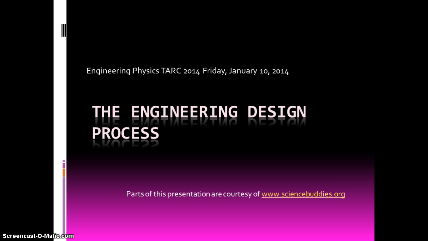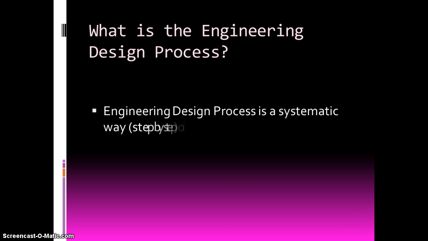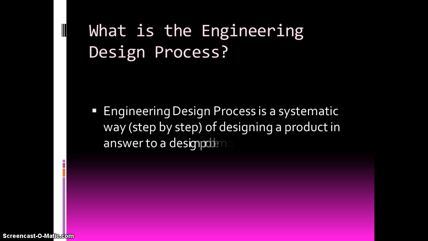Okay? Let's talk about the engineering design process. For some of you, this may be new, but most of you have heard about this in robotics. So what is the engineering design process? Simply put, it's kind of an engineer's version of the scientific method. It's a systematic way of designing a product in order to answer a design product problem or question.